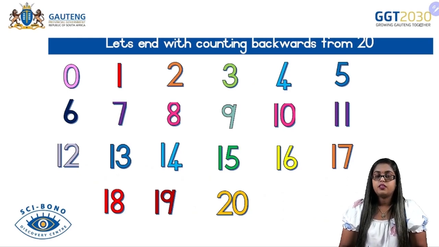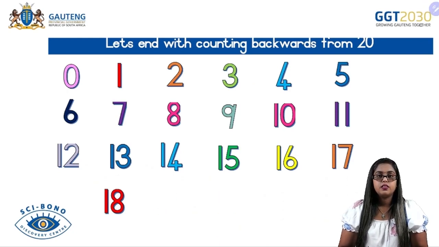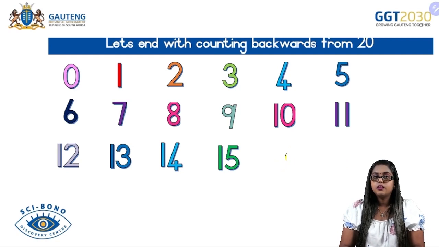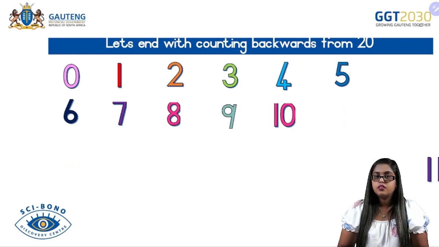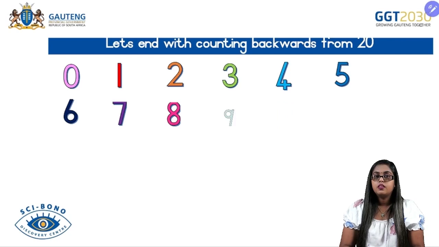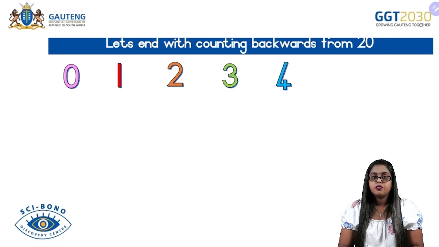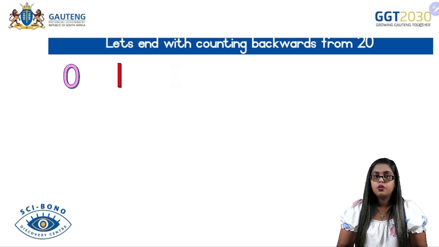Good job. Now, as I said in the beginning, we're going to end off with counting backwards from 20 to 0. Remember, the numbers will disappear. So let's count together. 20, 19, 18, 17, 16, 15, 14, 13, 12, 11, 10, 9, 8, 7, 6, 5, 4, 3, 2, 1, and 0. They're all gone.